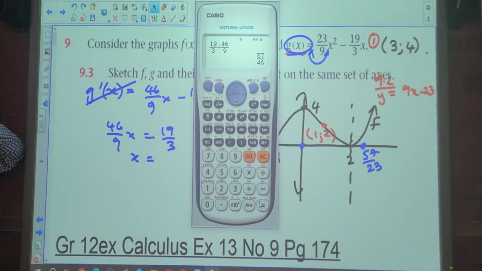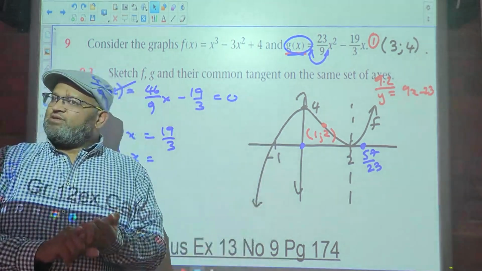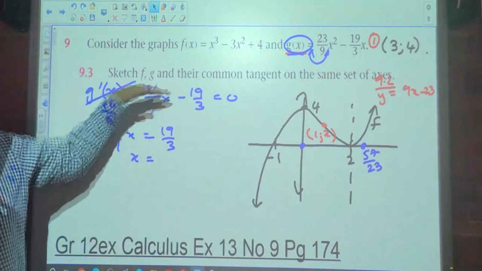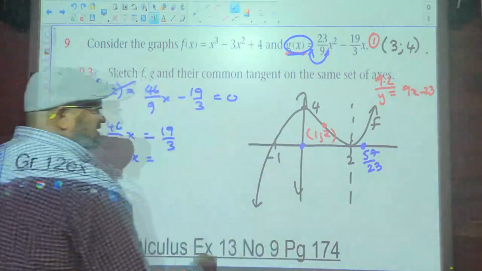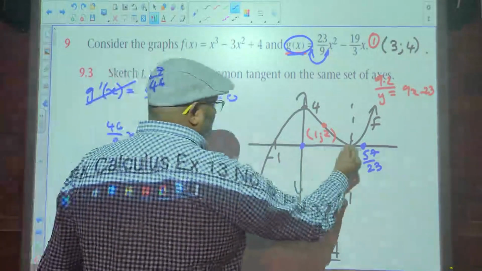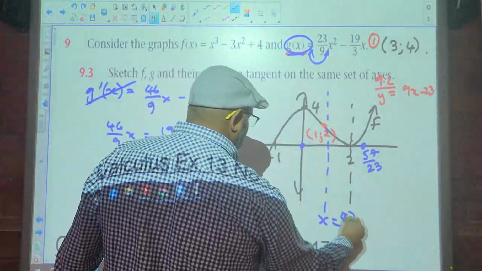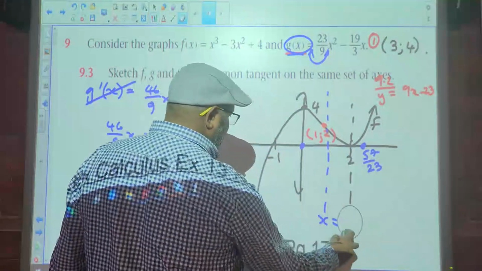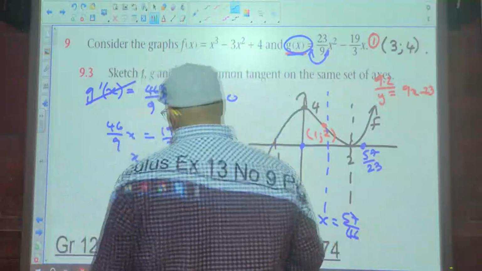Okay, coming back, how do we normally work out turning point? It's minus b over 2a, which is the axis of symmetry. But we know how to calculate turning point: first derivative is equal to 0. And I'm showing you that you can apply that on the parabola as well, to work out the turning point of the parabola. Of course, it's 57 over 46, which is halfway midway between these. That's x is equal to 57 over 46.